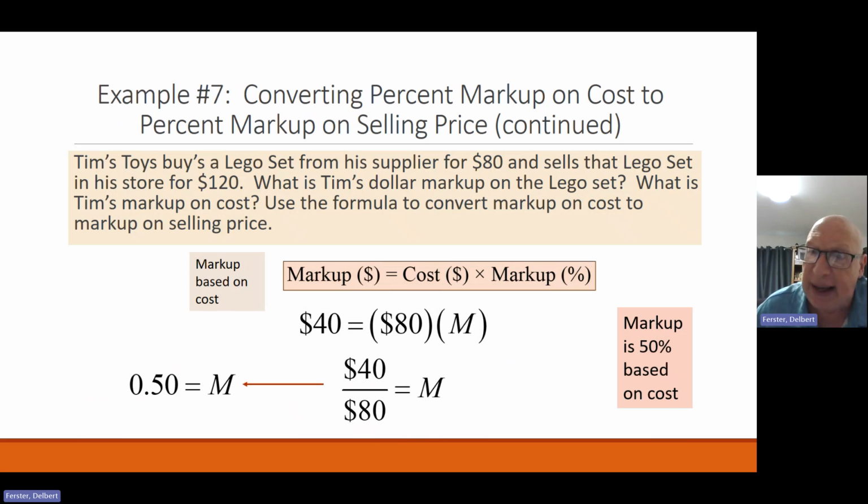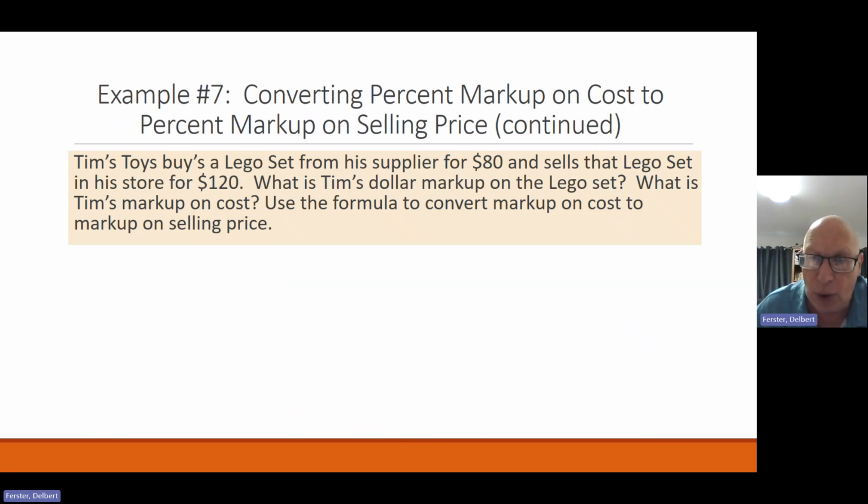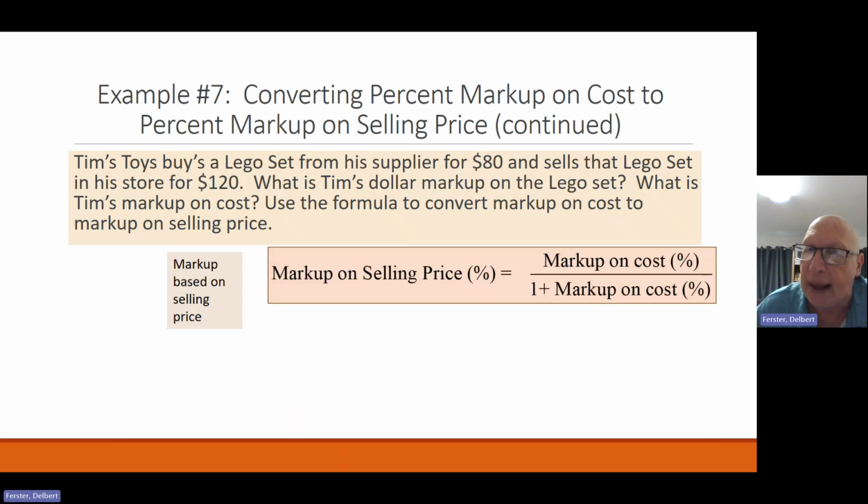Now, if you want to convert it to markup based on selling price, we could just do it clean by using our formula where 40 is equal to 120 times M, and we could calculate it clean. If you want to use the conversion formula, here it is. It's important that we pull back that markup based on cost that we just looked at. Be careful here: operate with it as a decimal number. So it's 50% as 0.50, with a denominator of 1 plus that 0.50.